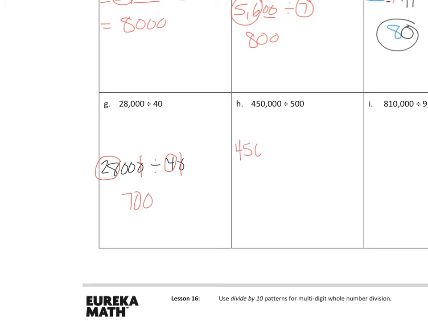H, we have 450,000. And we're going to divide it by 500. Find the basic math fact. That is going to be 45 and 5. 45 divided by 5 is 9. And we have to cross off the 2 zeros in 500, cross off the 2 zeros in 450,000. And it looks like we add the last 2 zeros to the 9 to make it 900.